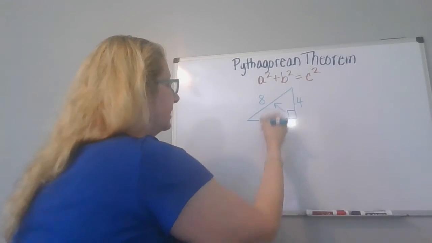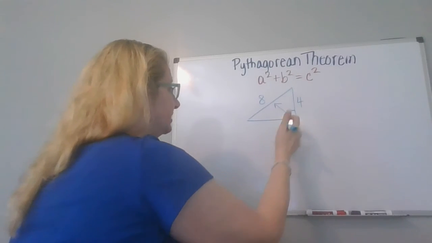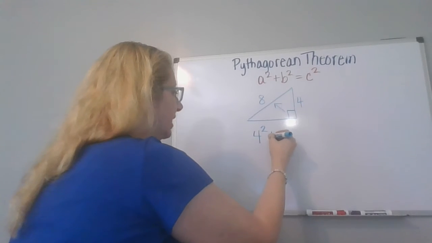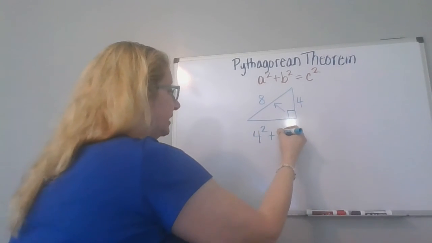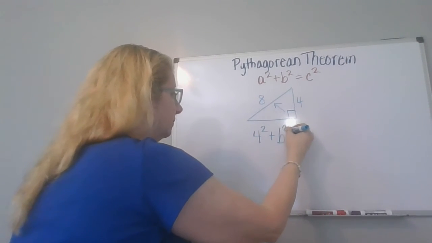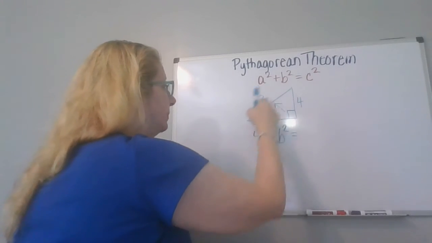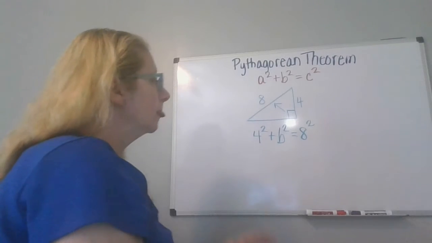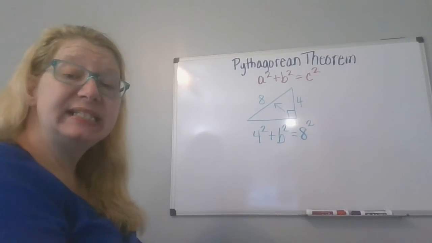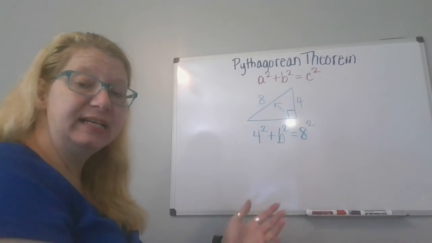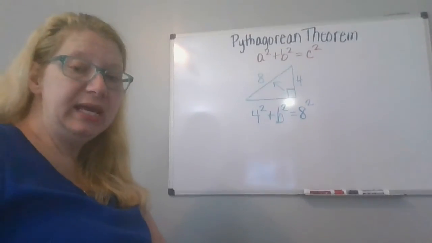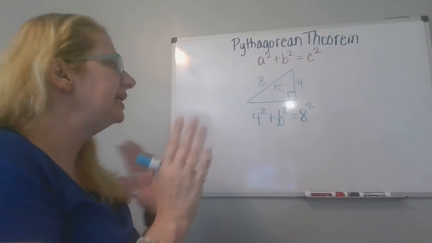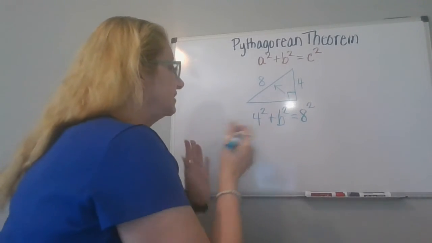So we're going to write A squared. I'm going to say A is 4, so 4 squared plus, I do not know what this leg is, so I'm going to just write B squared equals, and our hypotenuse is 8, so I'm going to write 8 squared. We're still doing the same process in order to solve for this, but we want to make sure that we can solve for that B, and we just have to do a slightly different way to solve this.